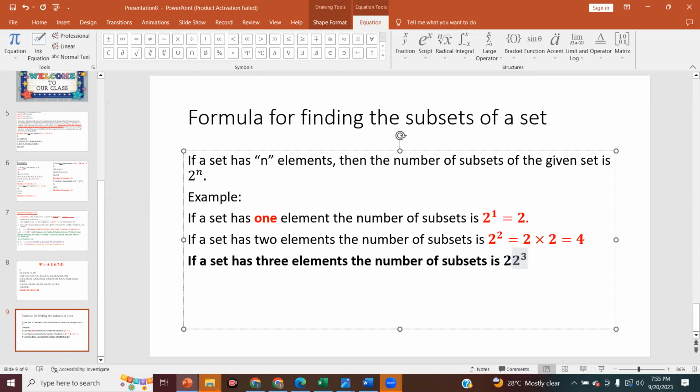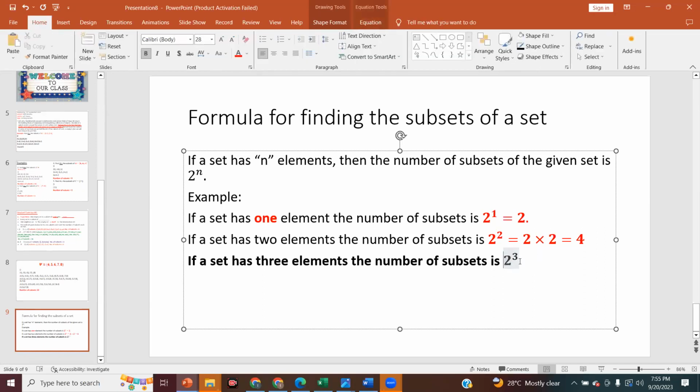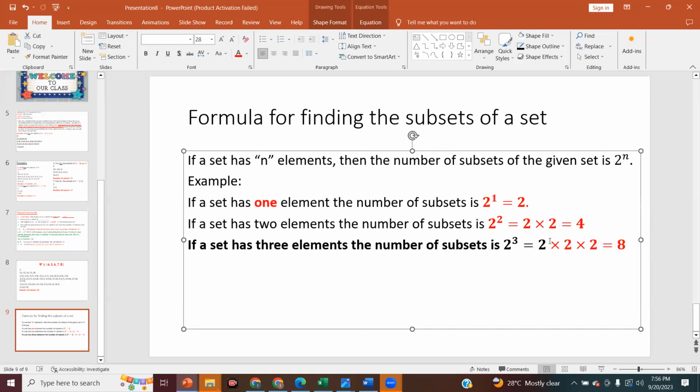Which is what? Two times 2. 2 times 2 times 2, which is going to be what? 8. It's actually 8. Okay. Do y'all understand what's happening here, or y'all lost?